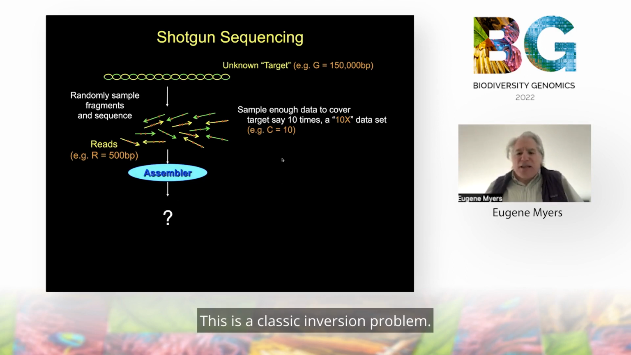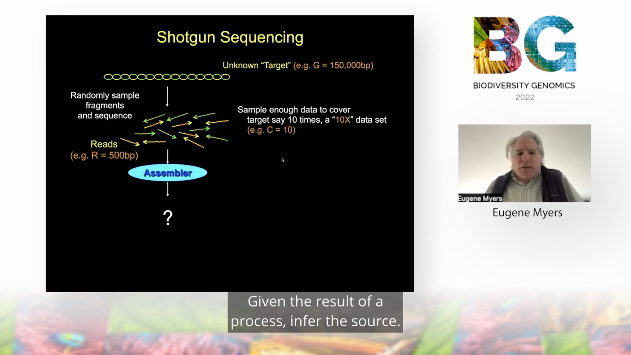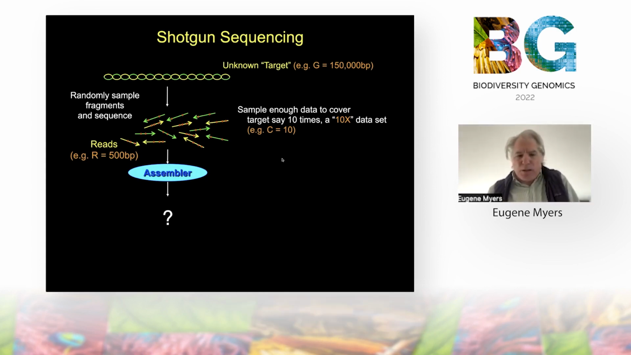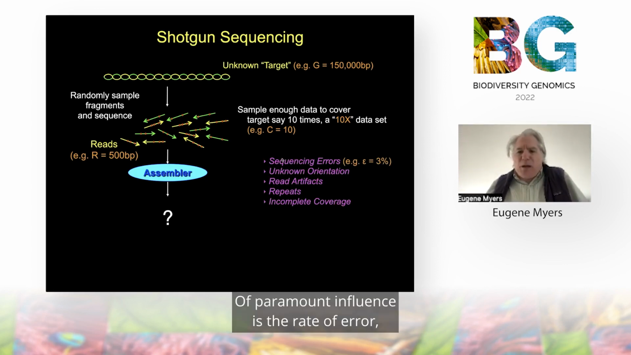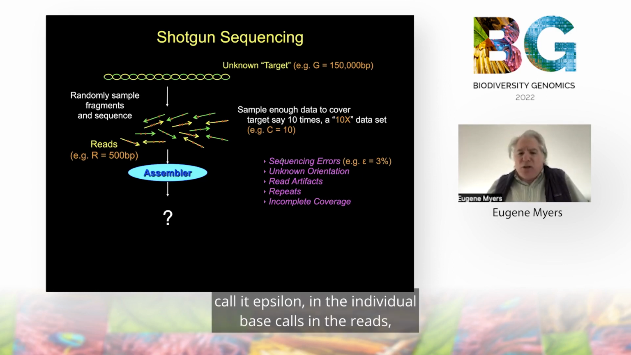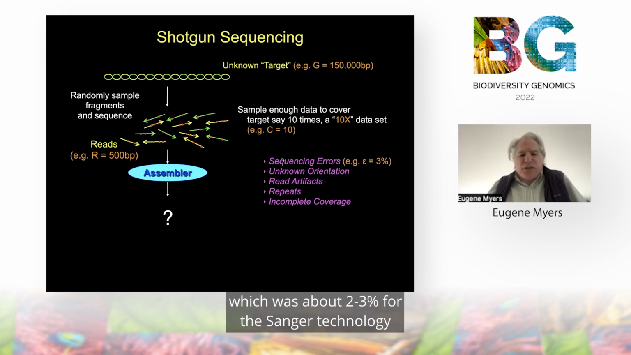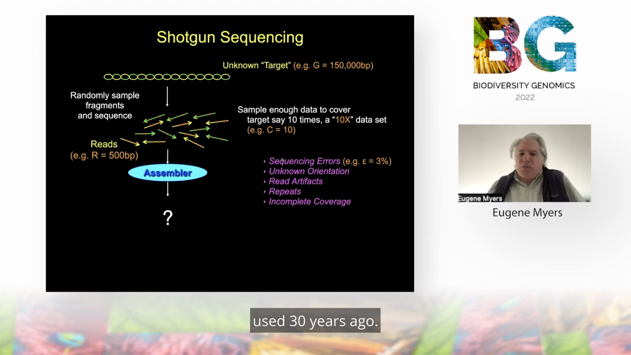This is a classic inversion problem. Given the result of a process, infer the source. To compound matters, the data is imperfect. Of paramount influence is the rate of error, call it epsilon, in the individual base calls in the reads, which was about 2 to 3% for the Sanger technology used 30 years ago.